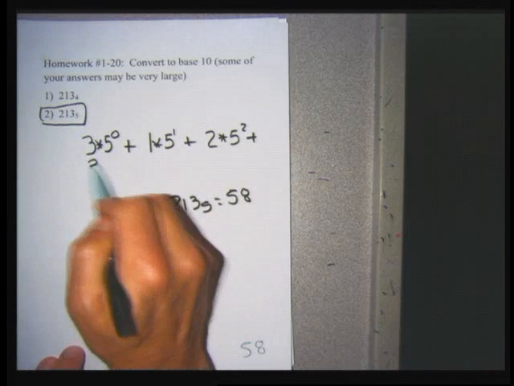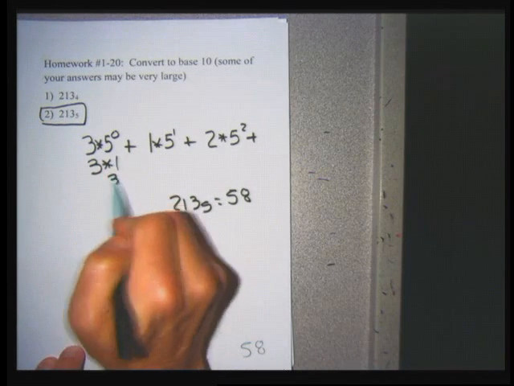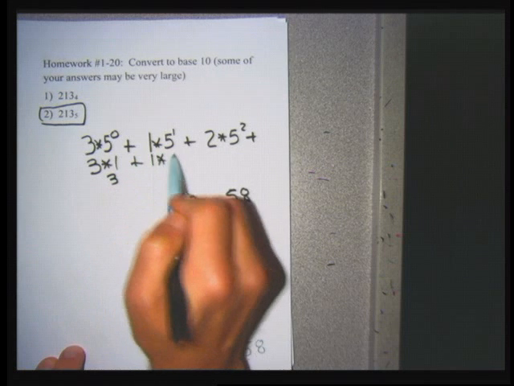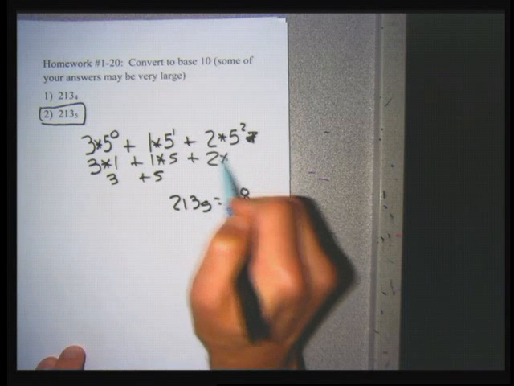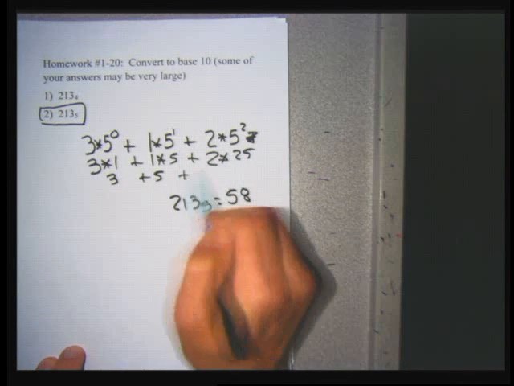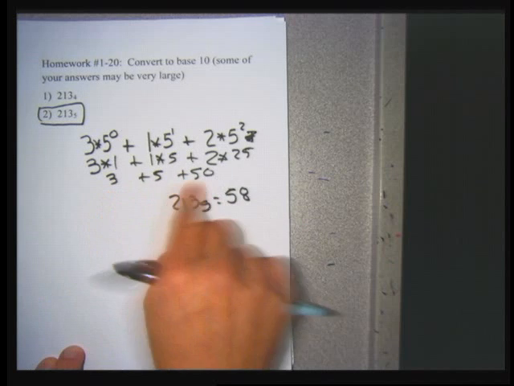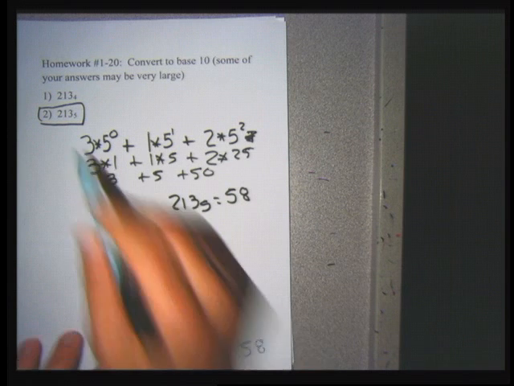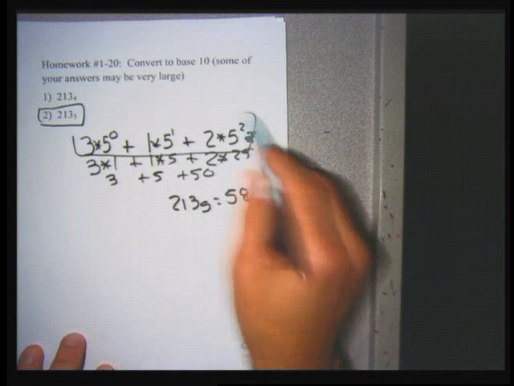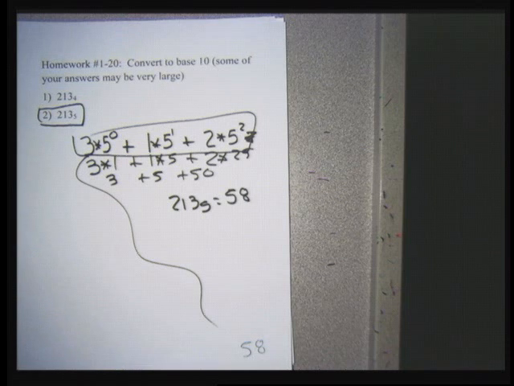This is 3 times 1, which is 3, plus 1 times 5, which is 5, plus 2 times 25, which is 50, and then 3 plus 5 plus 50 is 58. It's pointless in some sense, I think, doing it by hand, because I'm more likely to make mistakes trying to just break it down by hand. If this was a test question and you had this much right, and then you made some mistake and didn't get the right answer, you're not going to lose a lot of points for making a calculator mistake.